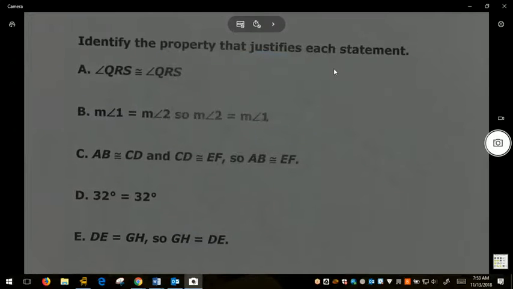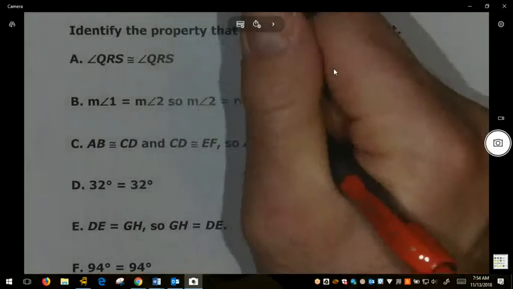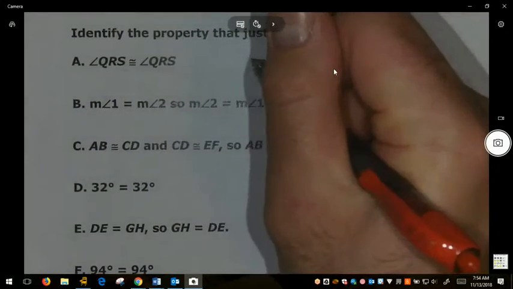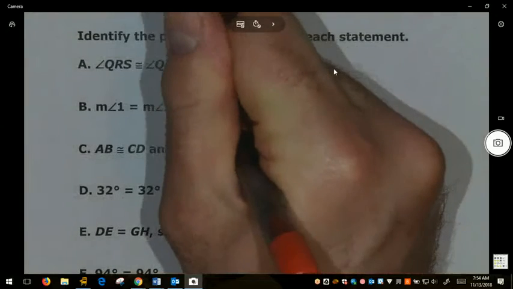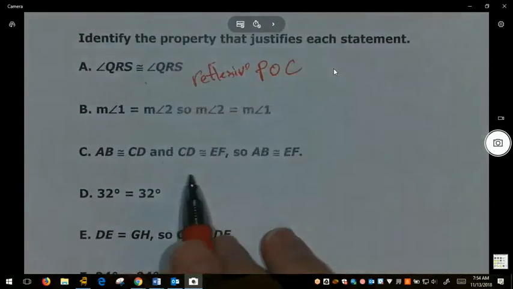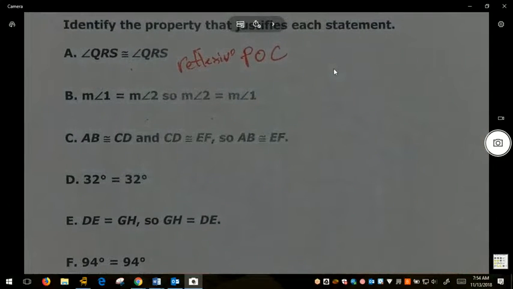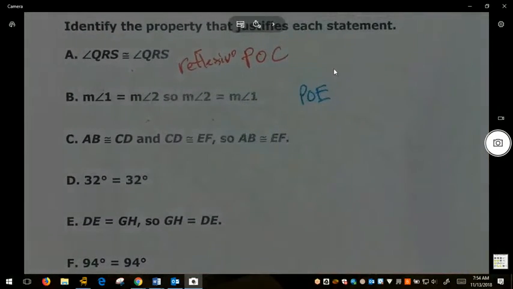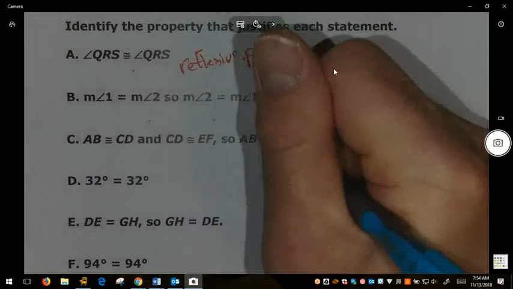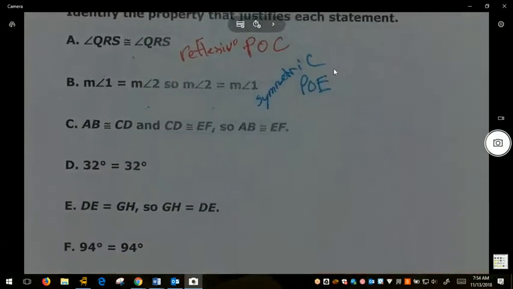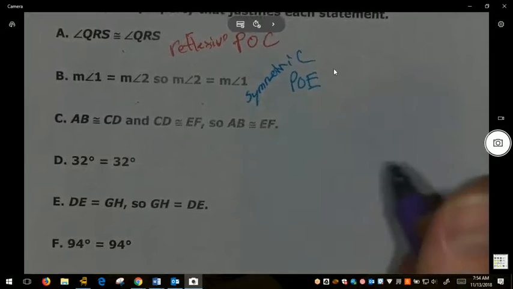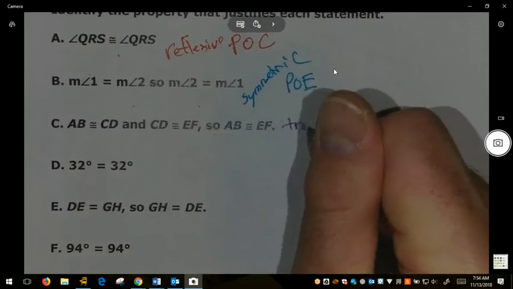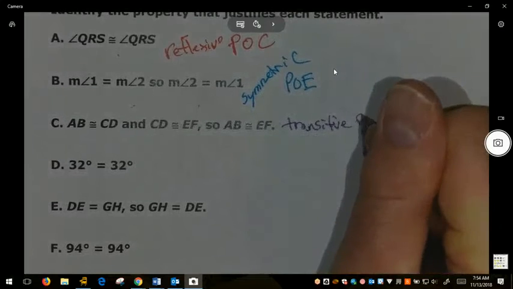All right, normally I'd call on you randomly, but we're kind of pressed for time with getting our proofs in too. So is this one, you can shout it out, property of congruency or property of equality? Congruency. Which one is it? Reflexive. What about this one, property of congruence or property of equality? And since it's switched order, it is symmetric. Who thinks they know the next one? Go, Ashley. Transitive property of congruence is correct.